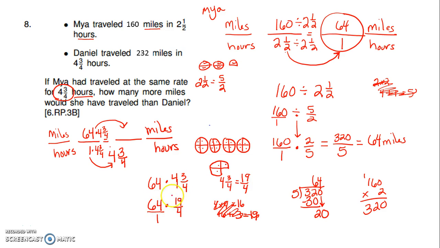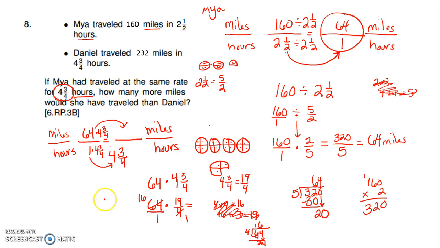Because I'm dealing with such large numbers here, I think I'm going to simplify first. 4 goes into 4 once. How many times does 4 go into 64? 4 goes into 6 once. 6 minus 4 is 2. Drag down that 4. How many times does 4 go into 24? 6 times. So 4 goes into 64 16 times. Now I have to do 16 times 19.